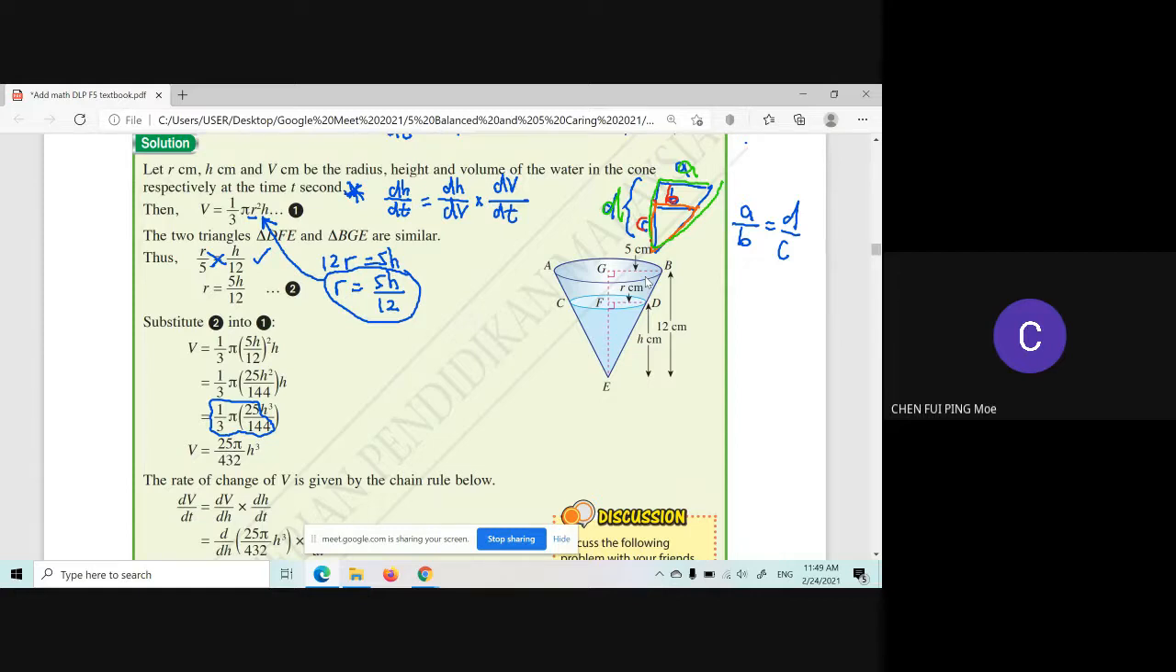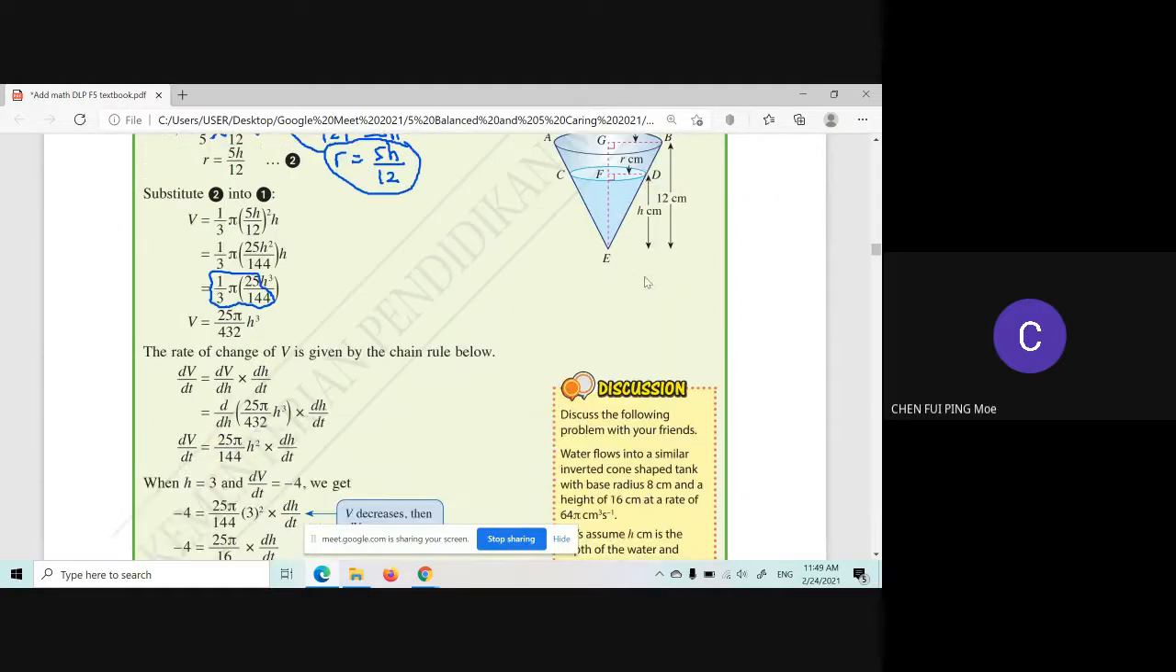So continue. How to find dV/dh here? dV over dh. So 225 over 432 times 3. So you will have what? 25, this value times 3. So I think this one is the answer. You will have 25 over 144. Pi just copy, right? h copy. Power minus 1 becomes power 2. So this one is dV/dh.